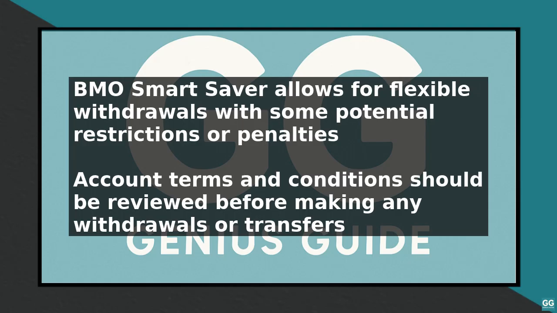Overall, the BMO Smart Saver is a convenient and easy-to-use tool that can help you to reach your savings goals by setting up automatic transfers, earning interest on your savings, and tracking your progress online or through the mobile app. You can make saving easier and more convenient. With its competitive interest rate and flexible terms, the BMO Smart Saver is a great option for anyone looking to save money and achieve their financial goals.